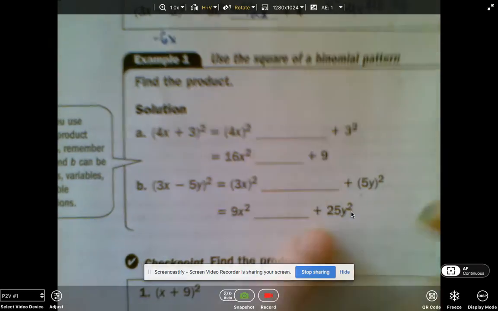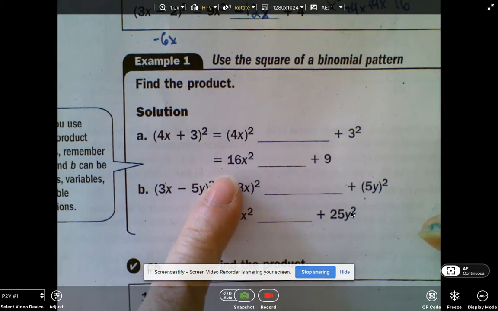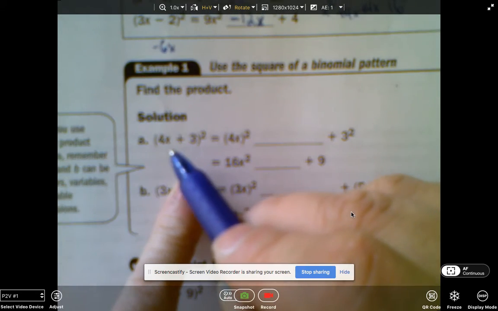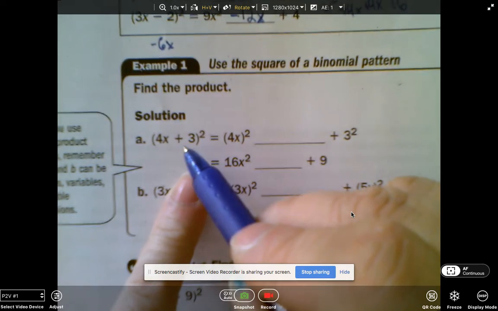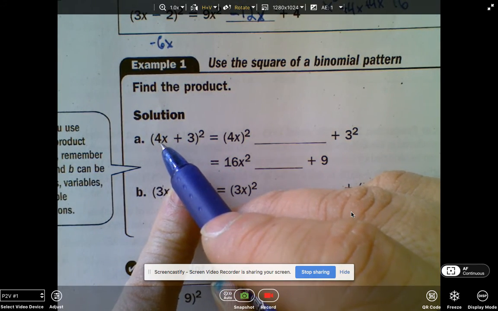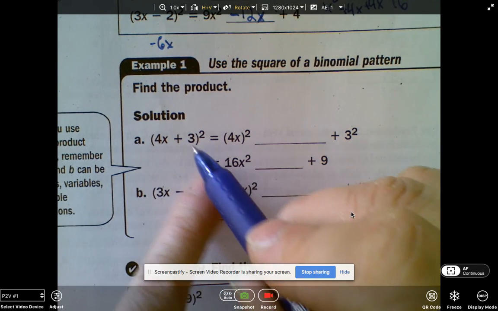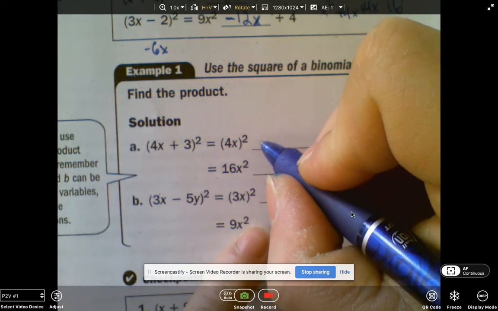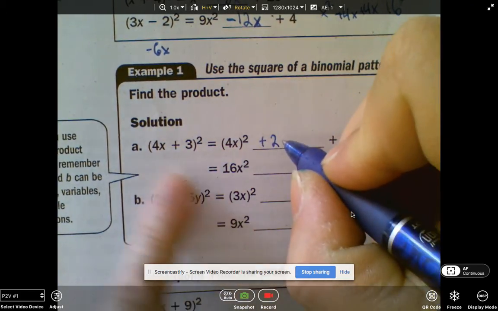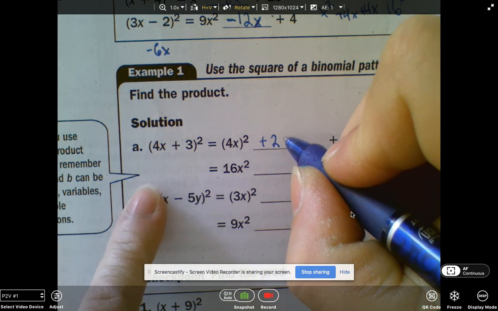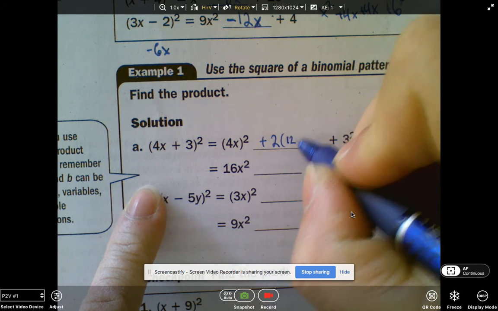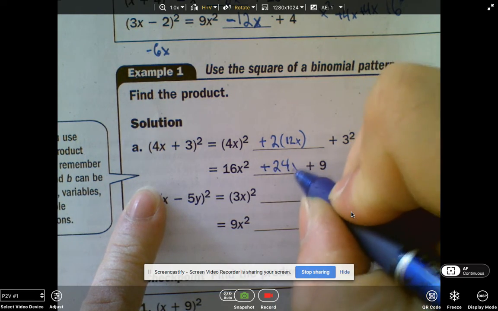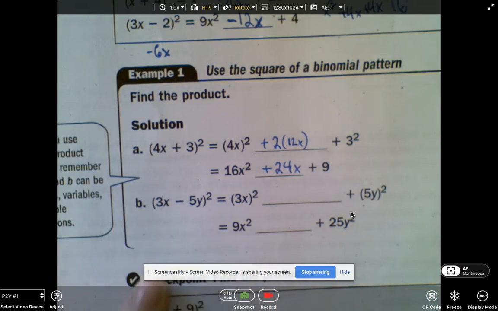So here, let's just get right to it. Again, this only works when you're squaring a binomial, where the binomial is being multiplied by itself. So 4x times 4x is 16x squared. 3 times 3 is 9. And then here, this is going to be plus 2 times whatever that times that is, which looks like 12x. So in the middle, this is going to be plus 24x. Great.